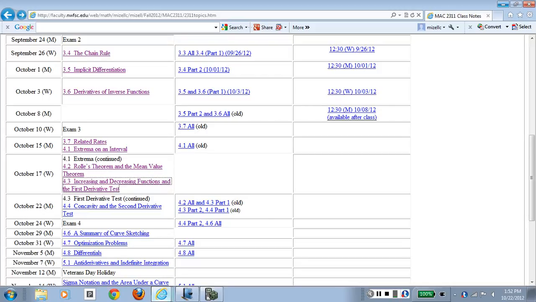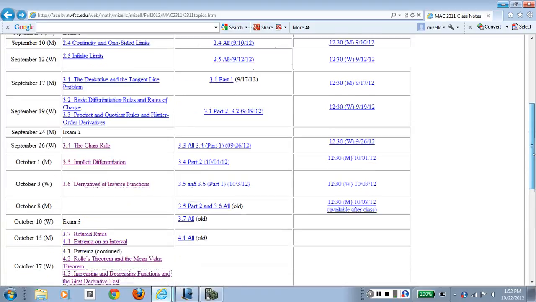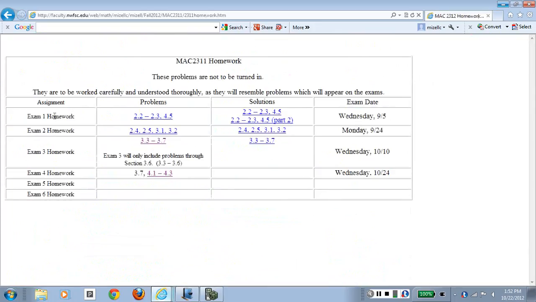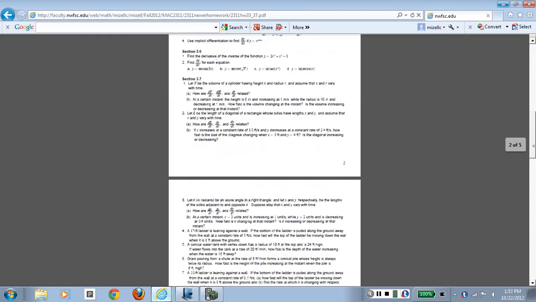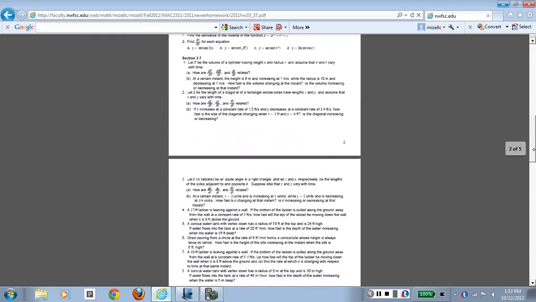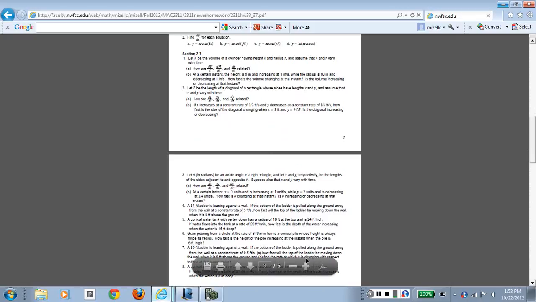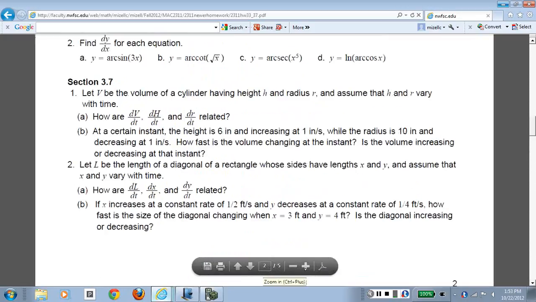What question should we do for 3.7? Those ones that I listed in the homework actually for last time. If you go there and click on the exam 3 homework, just pick up with those. It was the related rates problems, relationship between the volume, height, radius, length of a cylinder, and formulas.